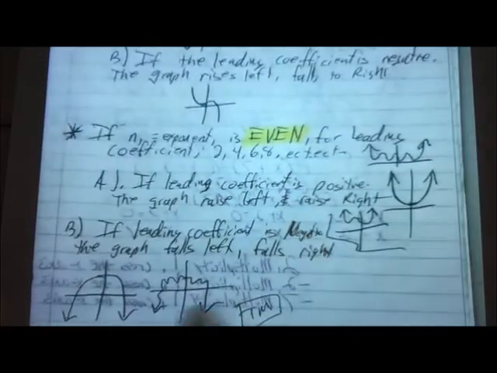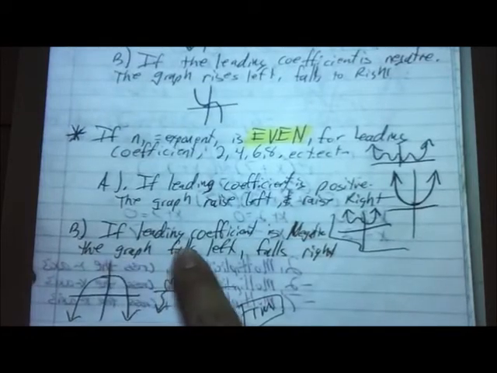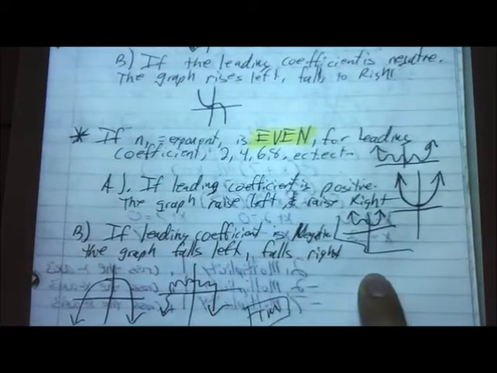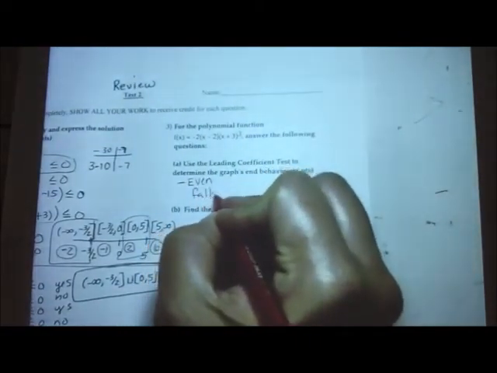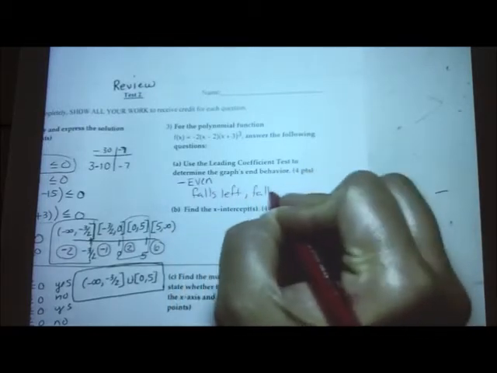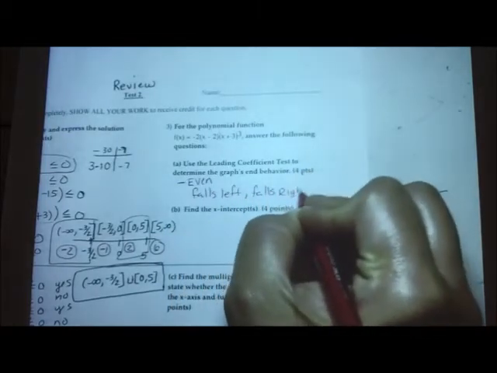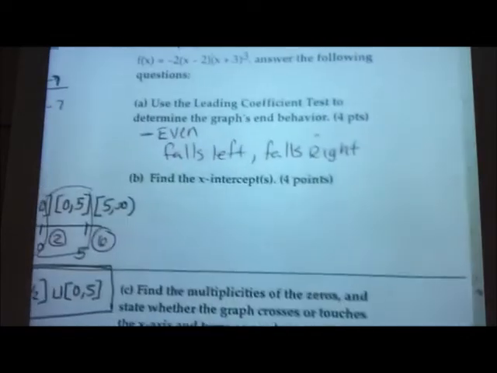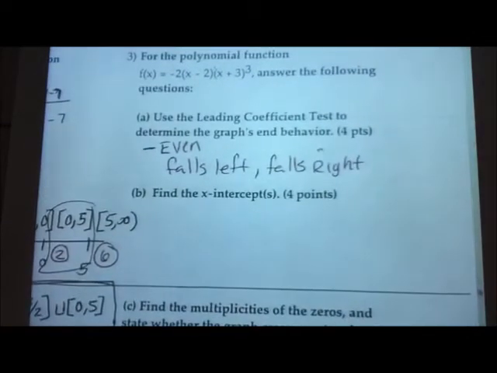So according to the notes in 3.2, if it is even and it is negative, the graph falls to the left and falls to the right. So that's what you would put here: falls left, falls right. It would be the same thing on your test. Are we good? Same thing, different numbers, but same thing.